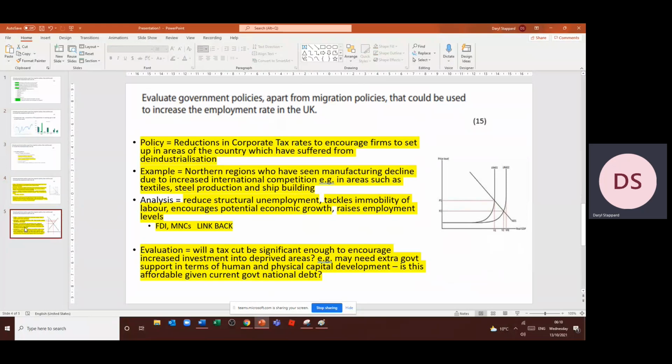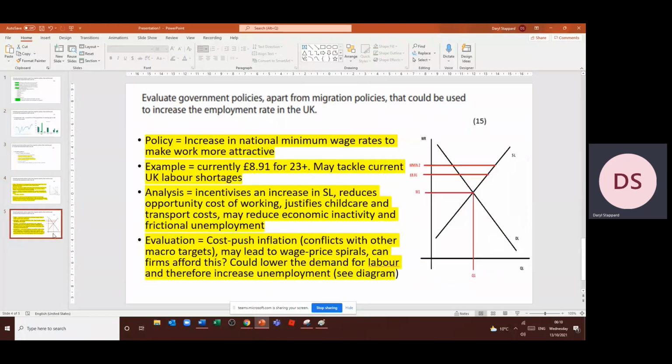Second policy, increase minimum wage rates. It will incentivise an extension in supply of labour. You've got more people now prepared to work, could reduce economic inactivity. But then the evaluation was, well, actually, it's dangerous. It adds to already quite high inflation in our economy. So you've got that clear conflict with other macroeconomic objectives. It can create wage price spirals, and it could overall even lower the demand for labour. But if that happens, it would actually reduce the employment rate across the economy.